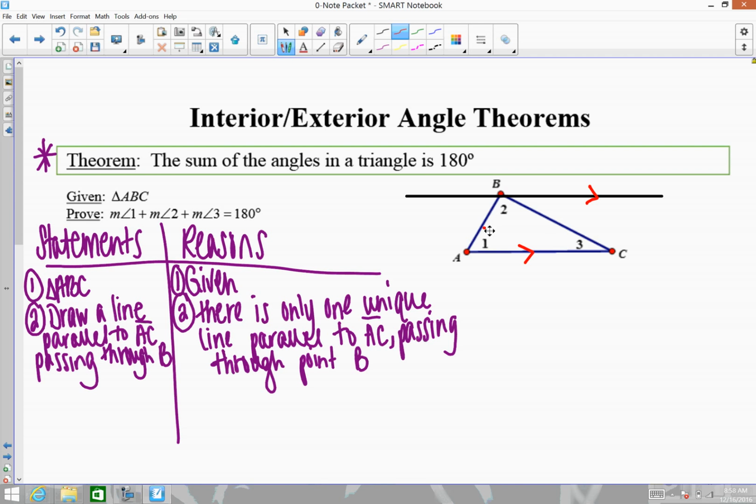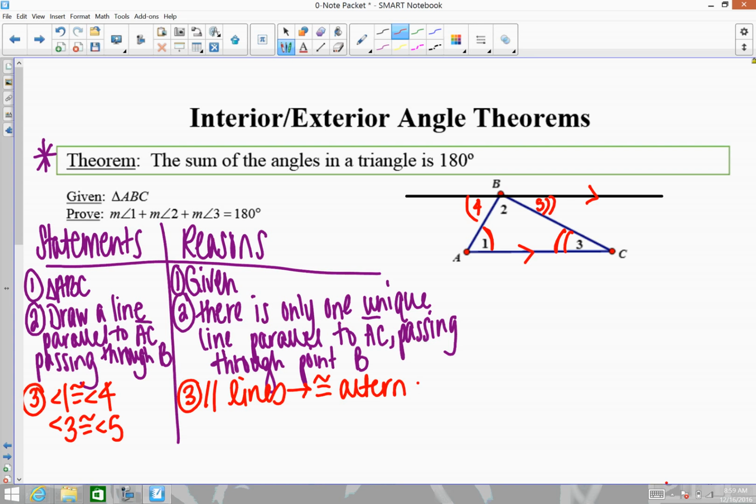If you look, angle 1, and if I call this angle 4, those are now going to be congruent because those are the Z-shaped angles, the alternate interior angles. I can also say angle 3 and, let's call this angle 5, are going to be congruent because, again, that Z shape, the alternate interior angles. So I have angle 1 is congruent to angle 4, and angle 3 is congruent to angle 5 because parallel lines imply congruent alternate interior angles. Make sure that you say that because the lines are parallel, that's why they're congruent.